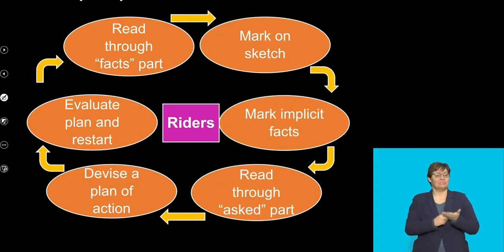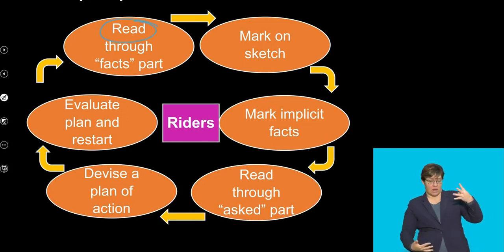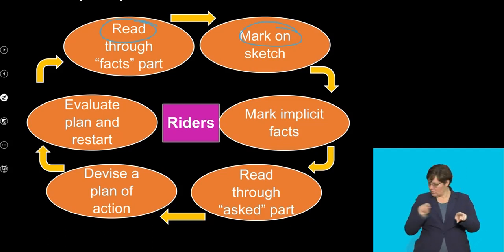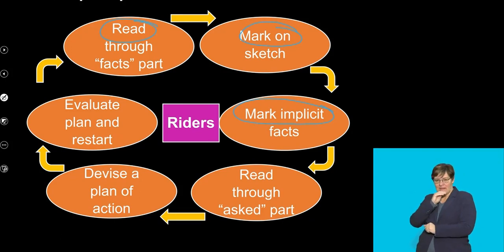So remember, when you talk about riders, there are a few things that you need to go through properly. Firstly, you need to read through the facts part. This will be the statement that I give you: in the diagram below, ABC is a triangle with certain facts, and you will then need to mark them on the sketch to make sure that you are able to see them visually. You also mark your implicit facts. These are things that are not really told, but you can apply them based on what is told to you. Then you read through the asked part. This is where you understand what the question wants of you.